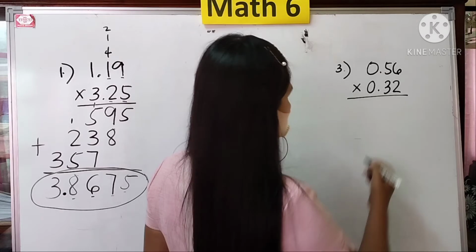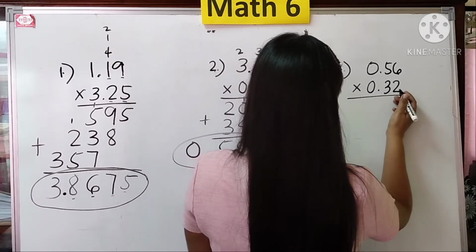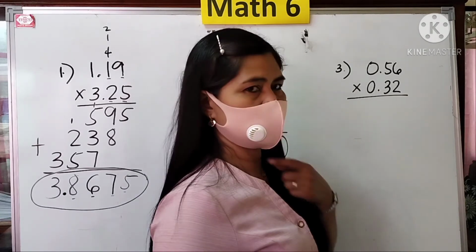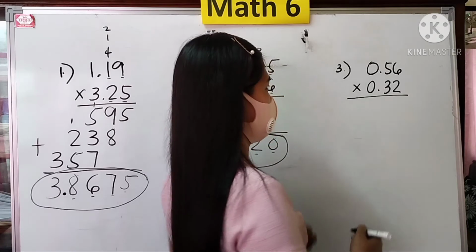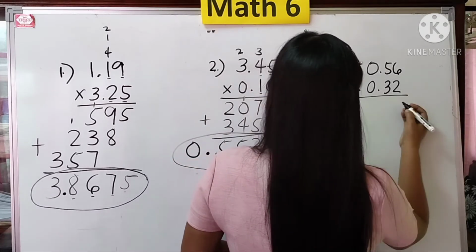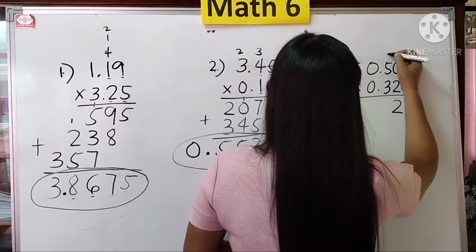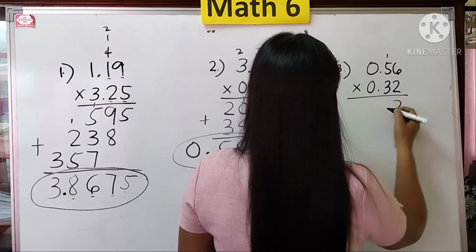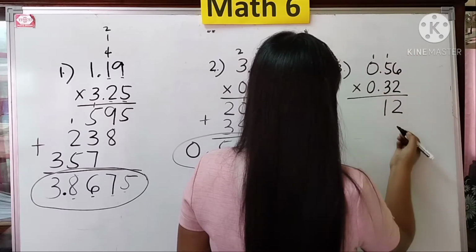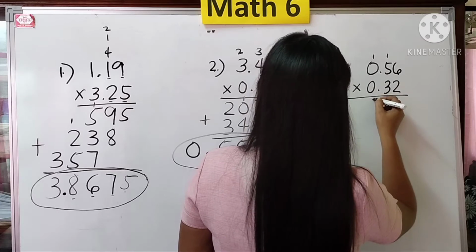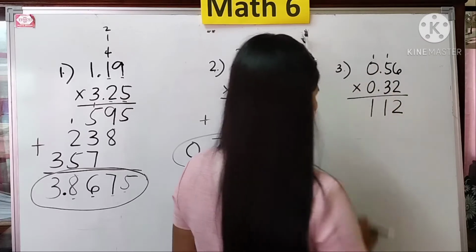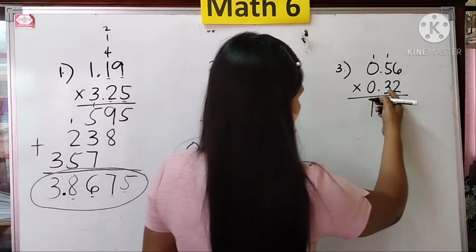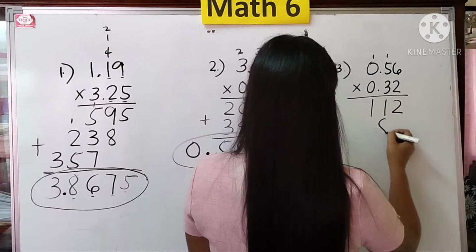So you will start from the right. We have here a 2-digit multiplier, so you must have 2 partial products here. So let's start now. 2 times 6 is 12. Carry 1. Next is 2 times 5 is 10, plus 1 is 11. Carry 1. So you can bring it down because 2 times 0 is 0, plus 1 is 1.